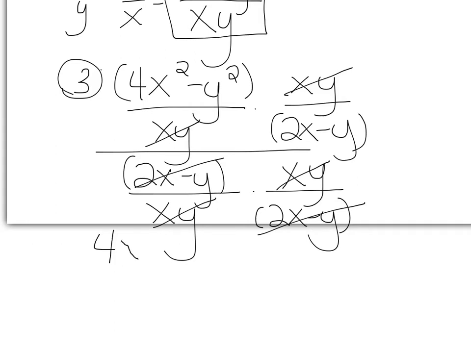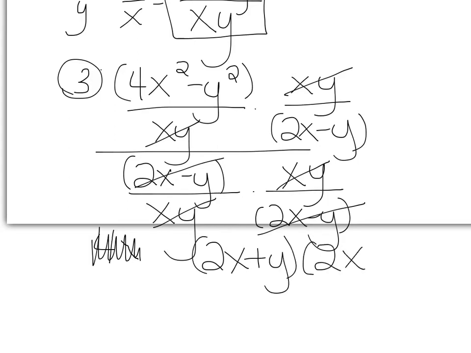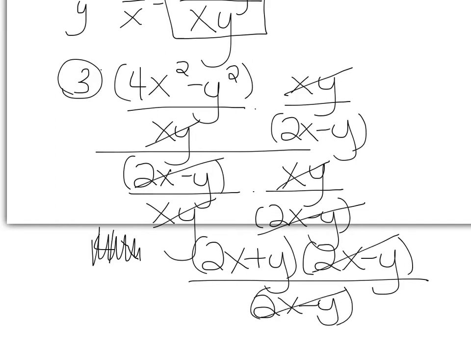oh, notice, did anything jump out at you guys there? I hate when I can't get it to erase for some reason. Notice here, 4x squared minus y squared, that's difference of squares. So we can rewrite that as 2x plus y times 2x minus y over, and all we have left in the denominator is 2x minus y. And then notice what happens, those cancel, and you're just left with 2x plus y as your answer.